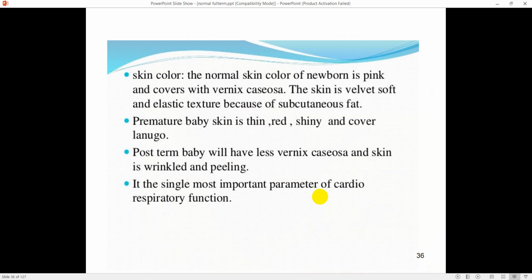First, we look at the skin color because we need to assess whether he has a normal pinkish color, or he is cyanosed, or he has jaundice. A premature baby has thin skin, so it is more red and shiny than in a full-term baby, and he has lanugo hair.